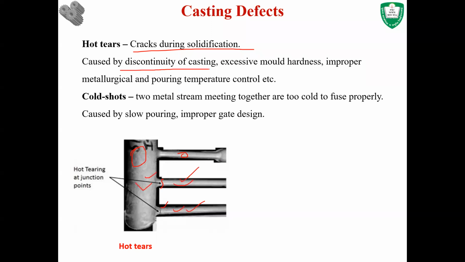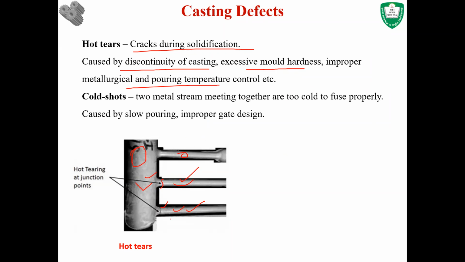It is caused by discontinuity of the casting, that means larger and smaller sections connected together. Excessive mold hardness is another cause: sometimes the mold is very hard and the material cannot move after solidification, and because of the restricted movement, the material gets cracked. Sometimes the temperature of the molten material is also one of the reasons. If the material temperature is very high, that also causes this kind of tearing because of the mismatch of stresses between thin and thick sections.